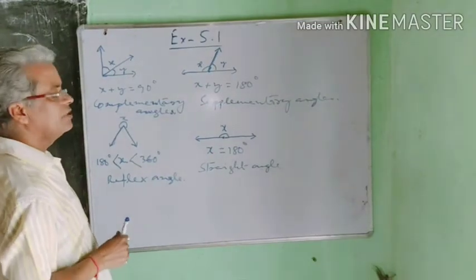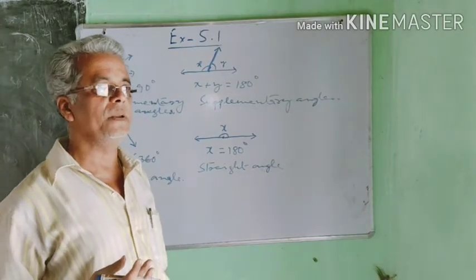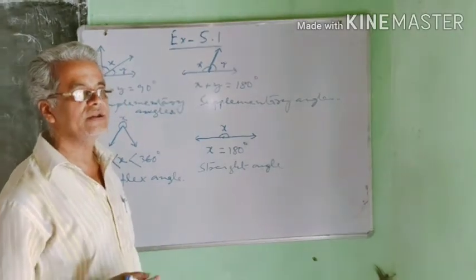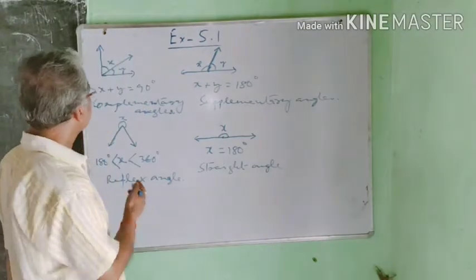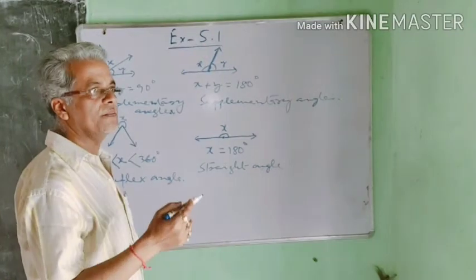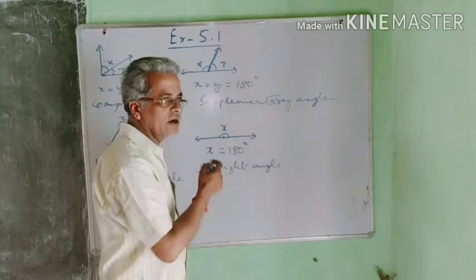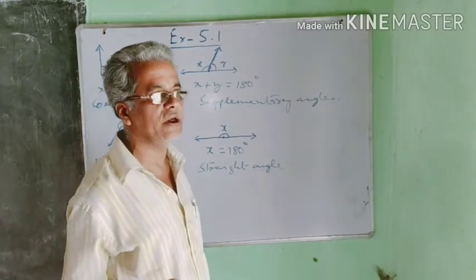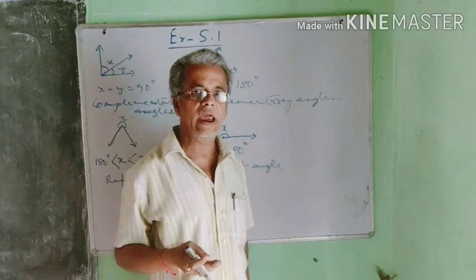So we have learned, if the sum of two angles is equal to one right angle, the angles are said to be complementary angles of each other. If the sum of two angles is equal to two right angles, the angles are said to be supplementary angles of each other. If the sum is one right angle, that is 90 degree, the angles are complementary. If the sum is two right angles, that is 180 degree, then the angles are supplementary. So we have learned acute angle, right angle, obtuse angle, reflex angle, straight angle, supplementary angle, and complementary angle.